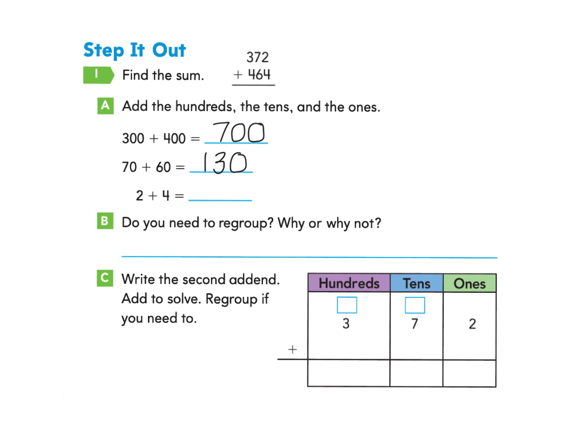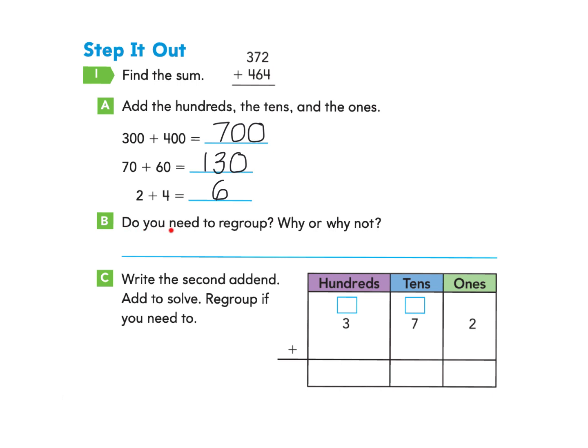And finally, we're asked to add the ones, 2 plus 4. 2 plus 4 makes 6. Okay, so now we look at what we have. We have 700, 130, and 6. Are we going to need to regroup?